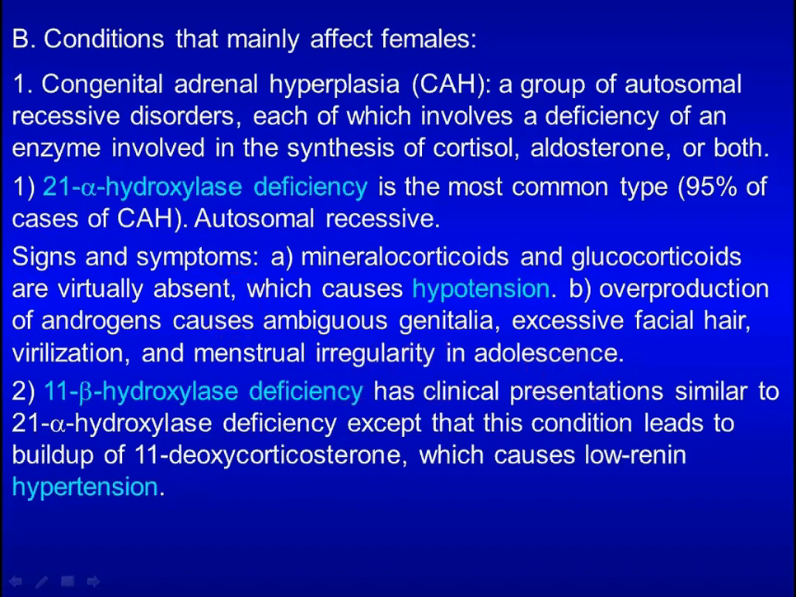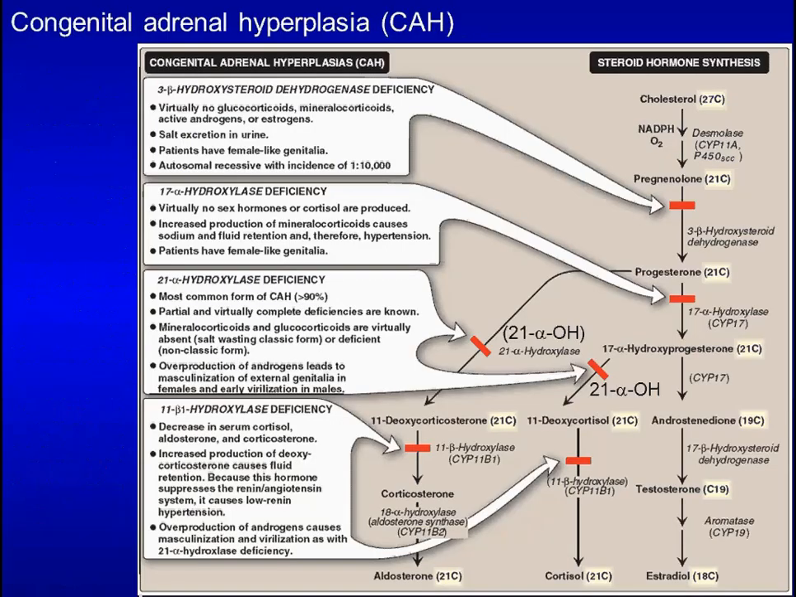11-beta hydroxylase deficiency has clinical presentations similar to 21-alpha hydroxylase deficiency, except that this condition leads to buildup of 11-deoxycorticosterone, which causes low-renin hypertension. Other deficiencies in congenital adrenal hyperplasia are summarized in this slide.